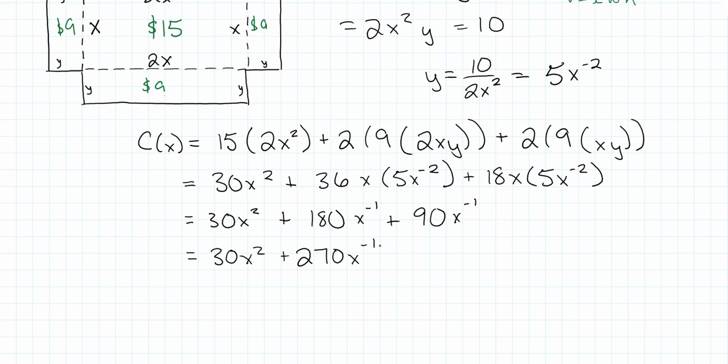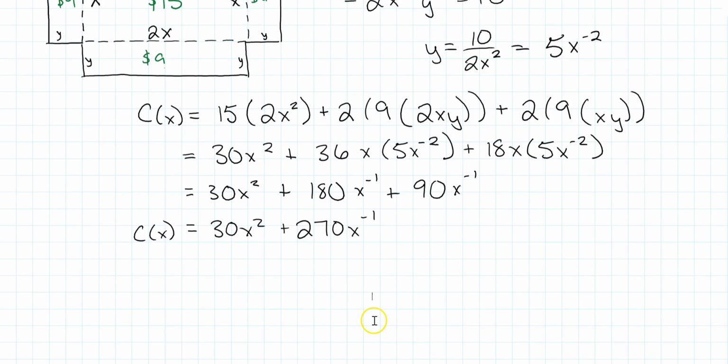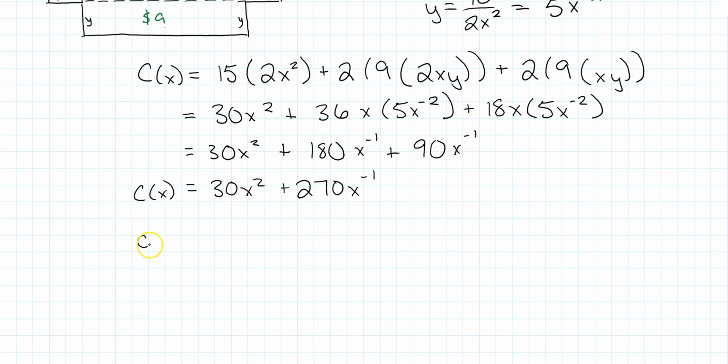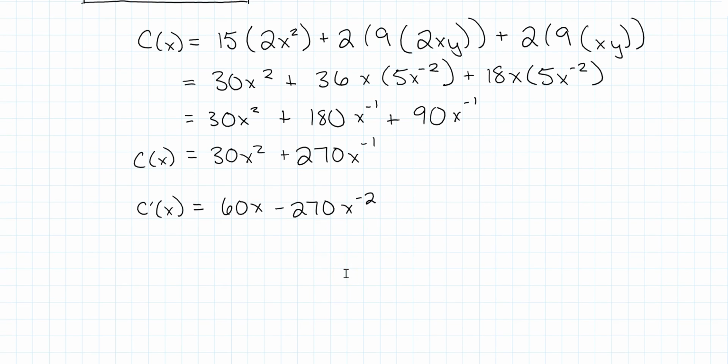Okay, that looks like a cost function. It's all in terms of one variable. So I'm going to take the derivative, because that's what we do with optimization problems. So the derivative, c prime of x, is going to be 60x minus 270x to the negative 2. Once I have the derivative, the next step is to set it equal to 0 and solve. So we'll do that. 60x minus 270x to the negative 2 equals 0.